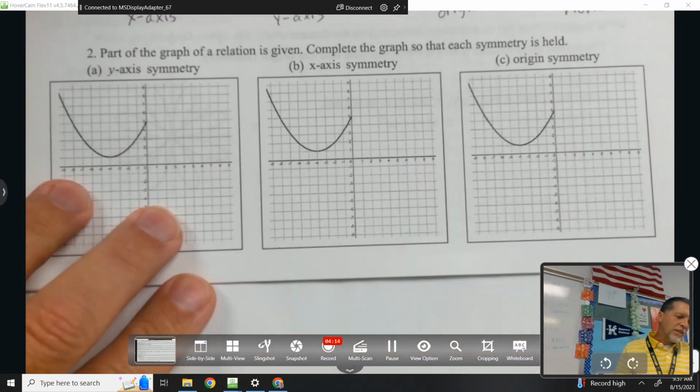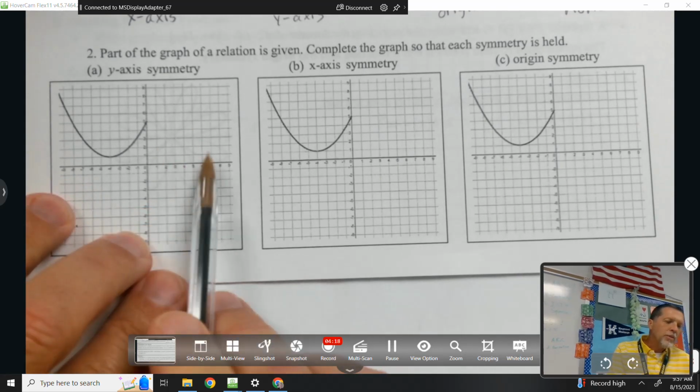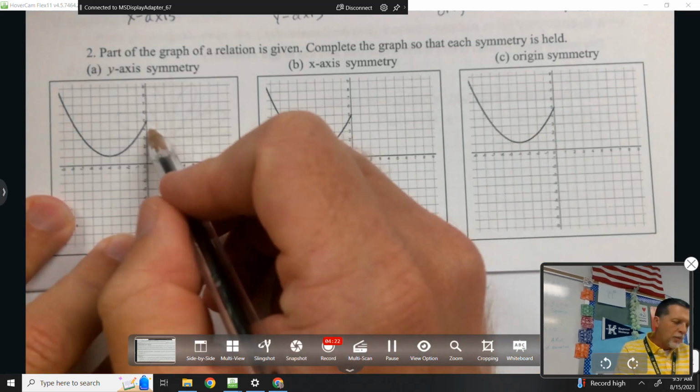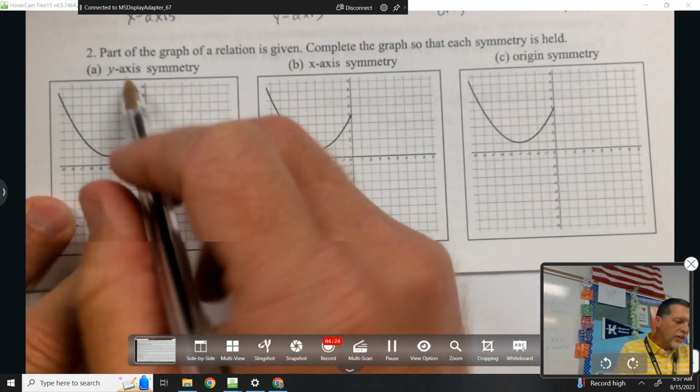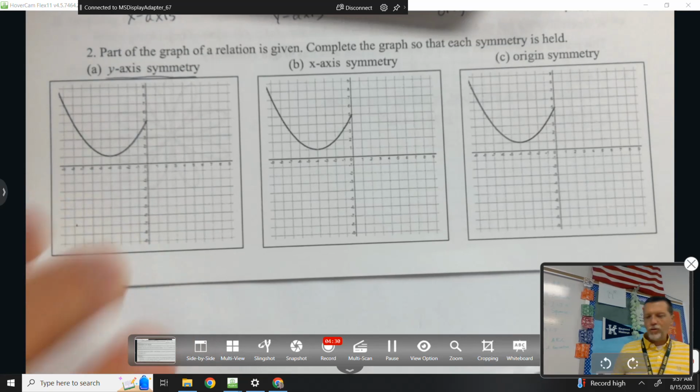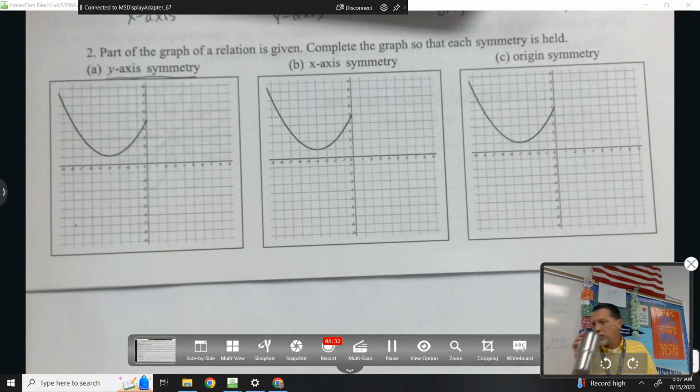All right, these are fun because these are drawing problems. Part of the graph is given. Complete the graph so that each symmetry is held. So like, here's a picture. Draw the rest of the graph so that it has y-axis symmetry. So why don't you try it before just copying what I draw?